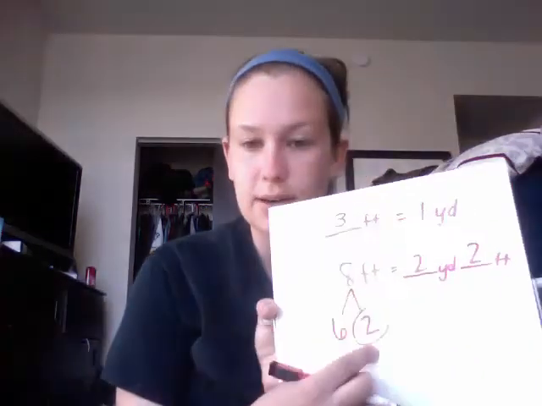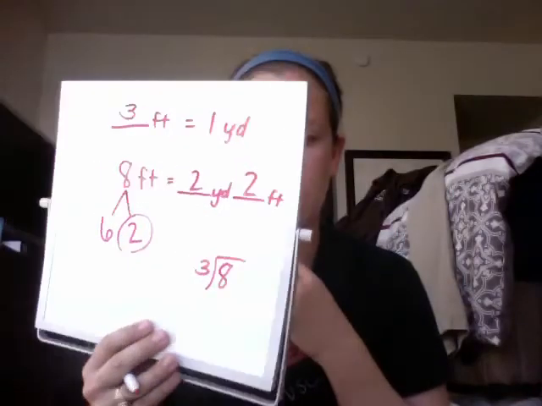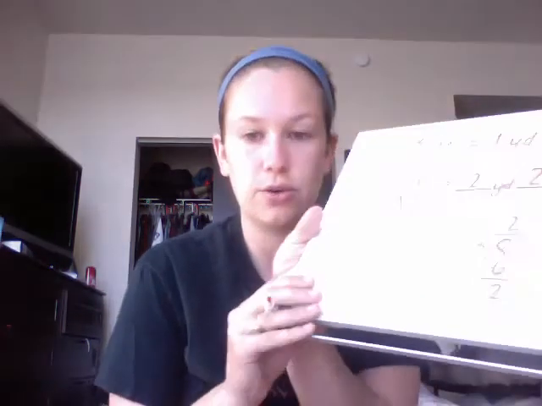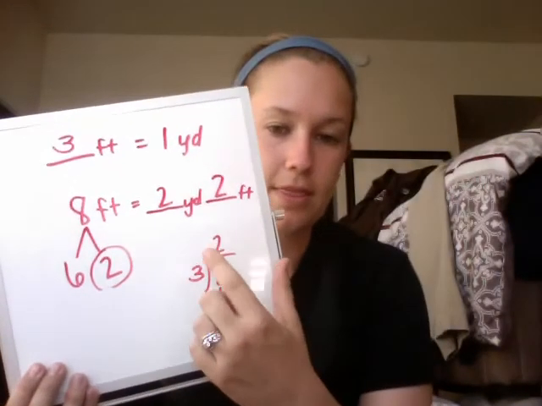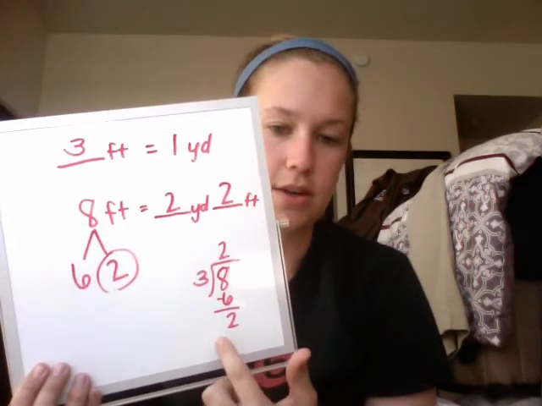If you didn't split it up this way, you could have just done 8 divided by 3, which 3 goes into 8 twice. 3 times 2 is 6. Subtract, and there's a remainder of 2. So that would be our 2 yards and then our 2 feet left over. It doesn't come out all beautiful all the time.